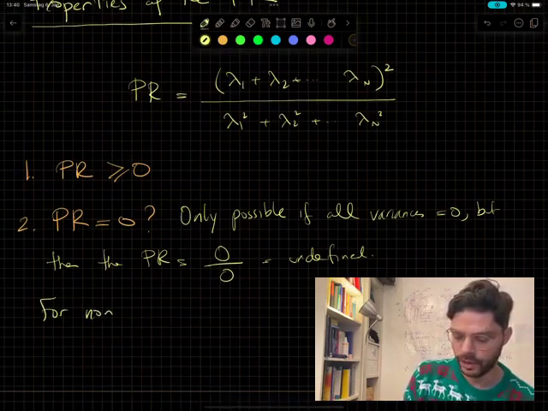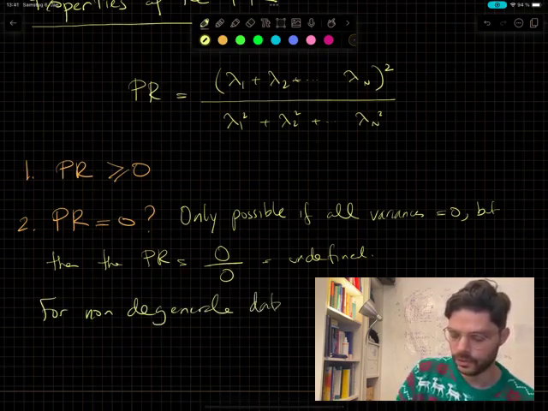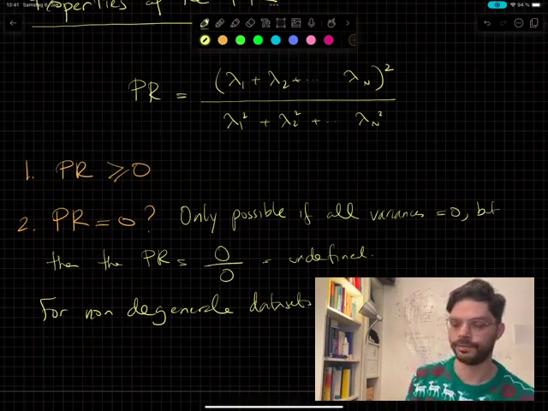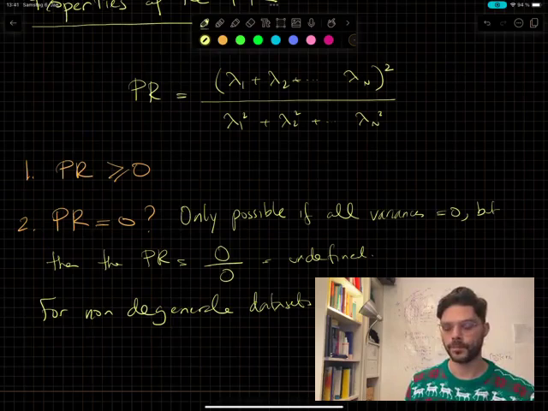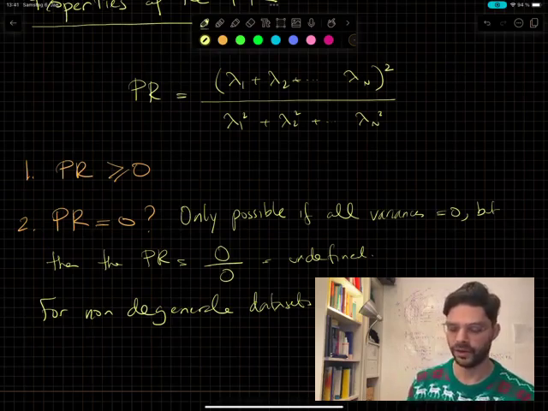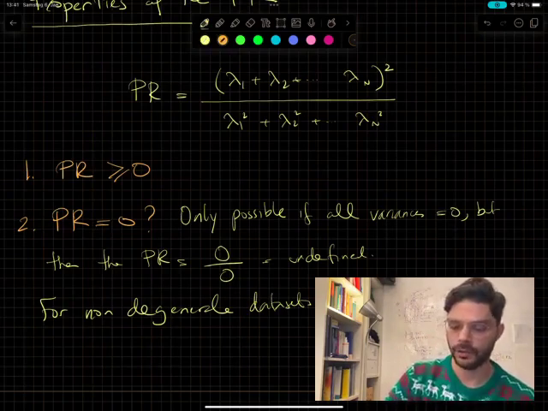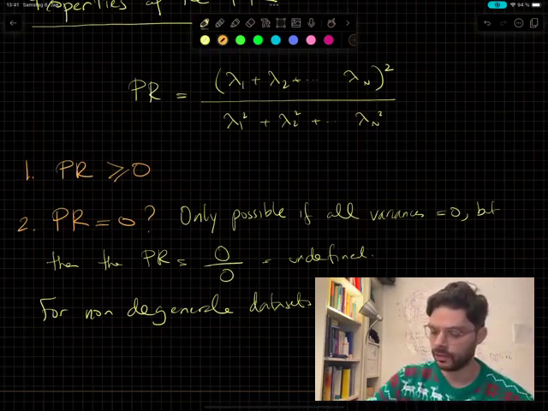We'll call for non-degenerate data sets, so greater than 1 point, PR will be greater than 0. Okay? So PR is greater than or equal to 0, and actually, for most of the data sets we care about, it will actually be greater than 0.